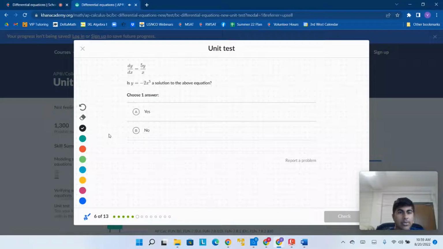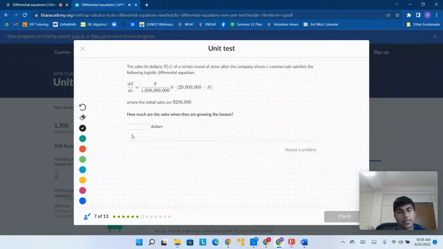Is y equals negative 2x to the fifth a solution to the above equation? Let's see. We plug that in there, we get negative 10 x to the fifth over x. That's going to give you negative 10 x to the fourth. You take the derivative of negative 2x to the fifth, you get the same thing. So it is a solution to the above equation. And we can keep going.